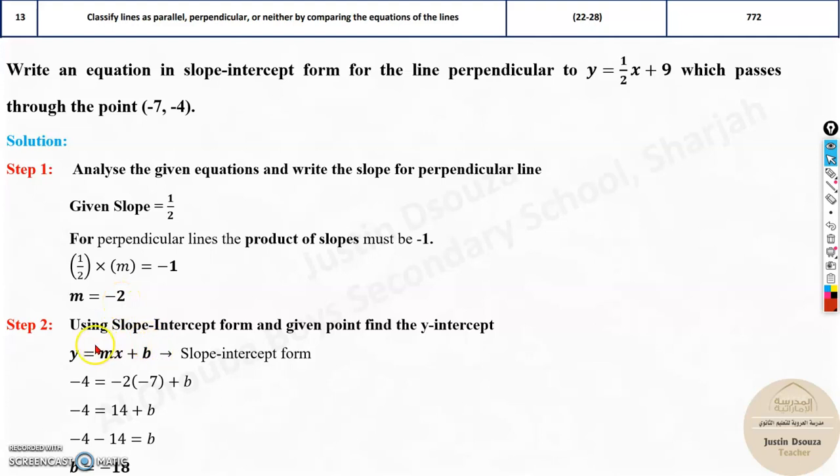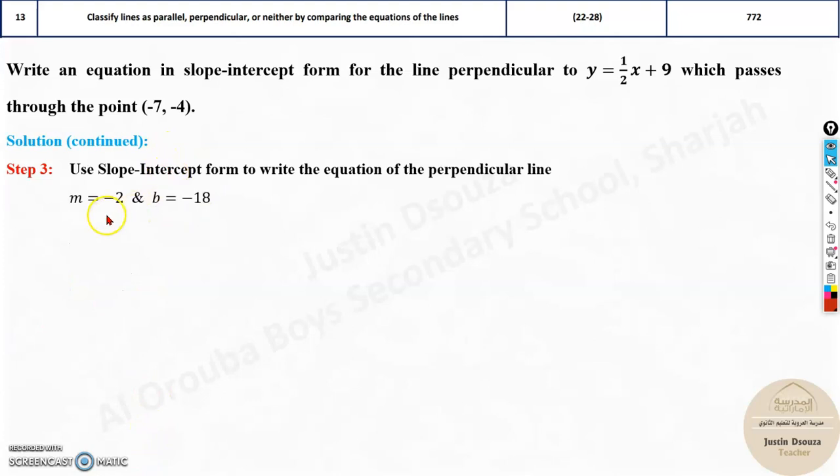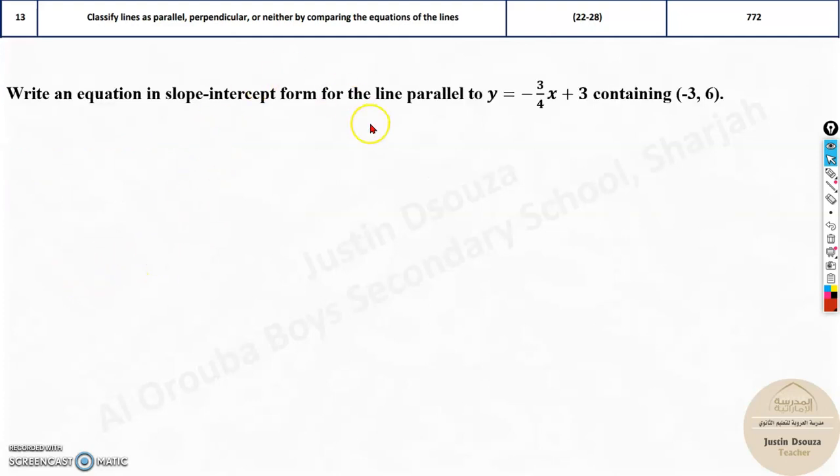Then what we do is use the slope intercept form and the given points to find the y-intercept, the b value. Once you know the slope and the b value, it's very, very simple. Just substitute in the slope intercept form and then get the answer. That's it. This is the answer. Let us see another problem similar to it.